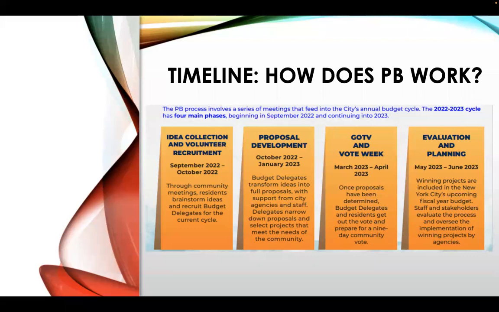This is through community meetings like the neighborhood assembly we're hosting right now. The residents come together and we brainstorm ideas, and this is also a great time to recruit the budget delegates, who will be the volunteers to draft the proposals, come up with the ideas, put the ideas into a proposal, and eventually put them on the ballot for next year to vote.